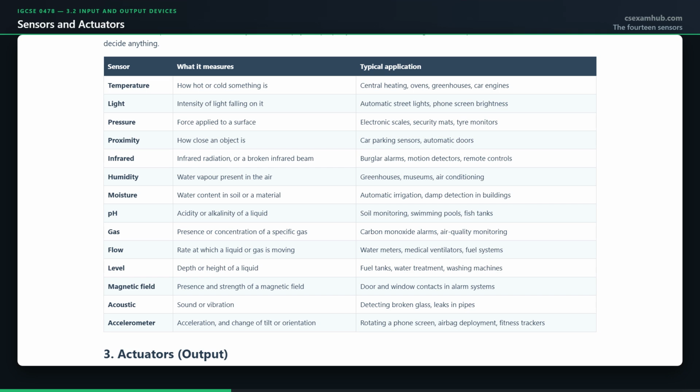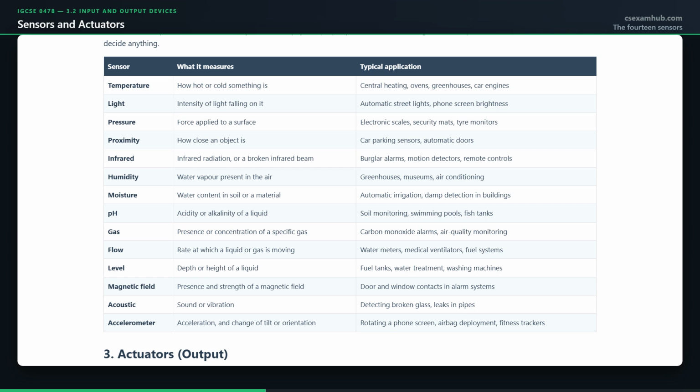Light measures the intensity of light falling on it. Automatic streetlights, phone screen brightness. Pressure measures force applied to a surface, electronic scales, security mats, tire monitors. Proximity measures how close an object is, car parking sensors and automatic doors. Infrared detects infrared radiation or a broken infrared beam, which is how burglar alarms and motion detectors work.